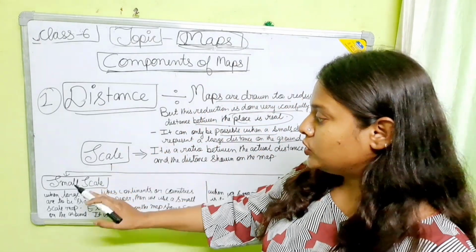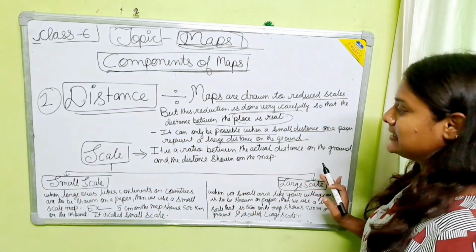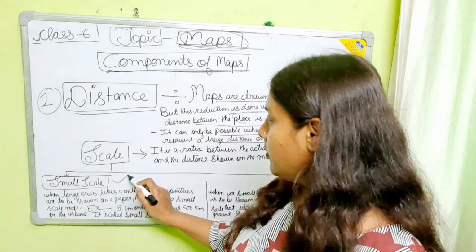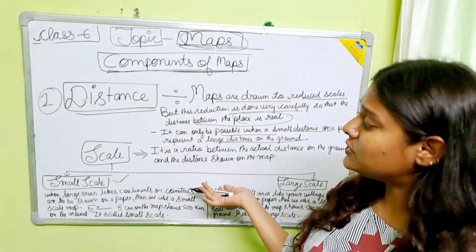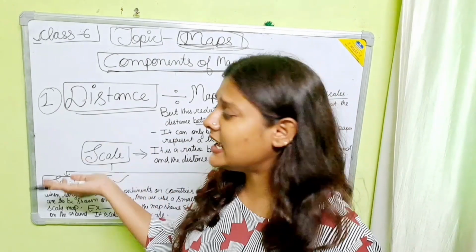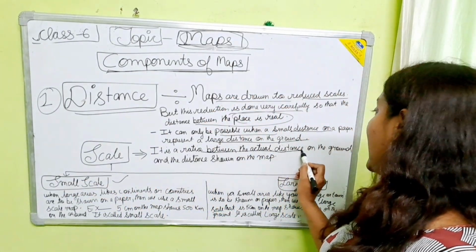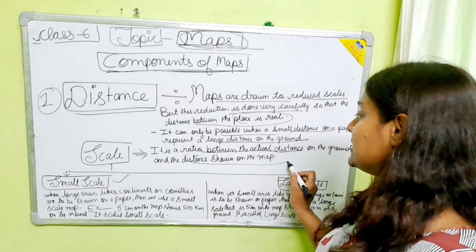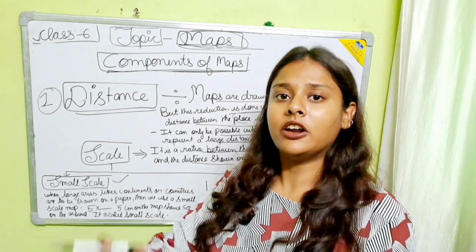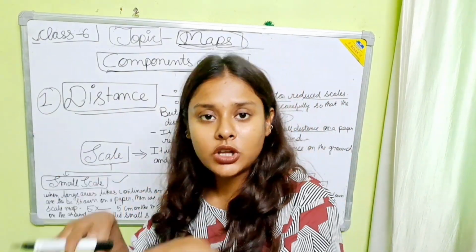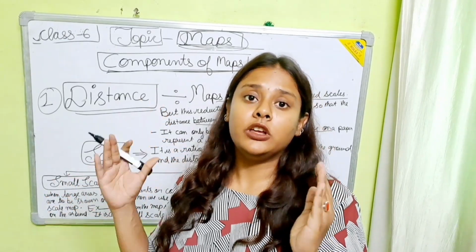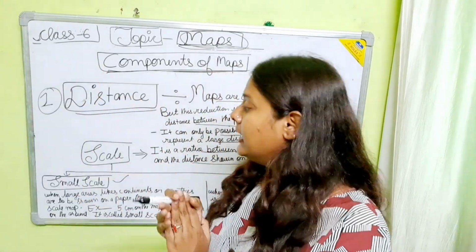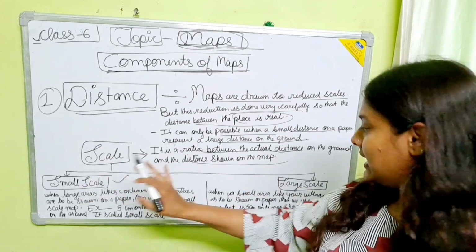So the scales are of two types: small scale and large scale. When we talk about small scale, before this we have to understand what a scale is. It is a ratio between the actual distance on the ground and the distance shown on the map. What is a scale? A ratio between the actual distance on the ground and the distance that we show on the map. Then these scales are of two types: small scale and large scale.